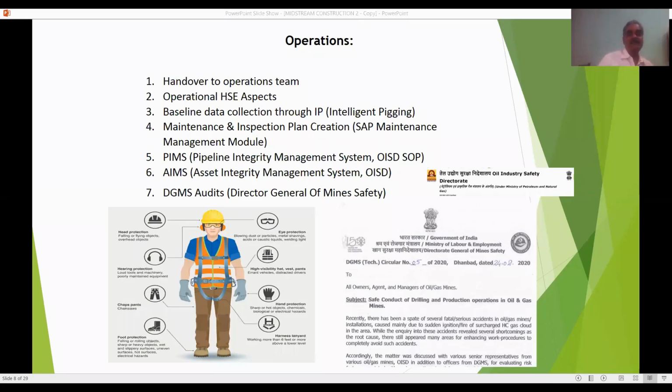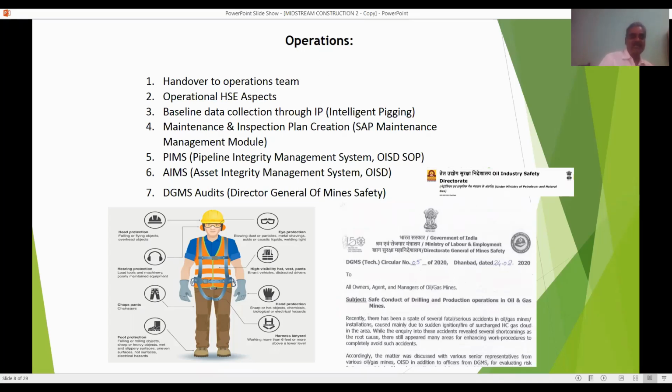Then maintenance and inspection plan creation, and the SAP maintenance management module. Once commissioning is complete and operations begin, these are the activities: pipeline integrity management system, OISD SOP, asset integrity management system, OISD, and DGMS audits, Director General of Mine Safety. These are the things that should be completed and in hand during the course of operations.